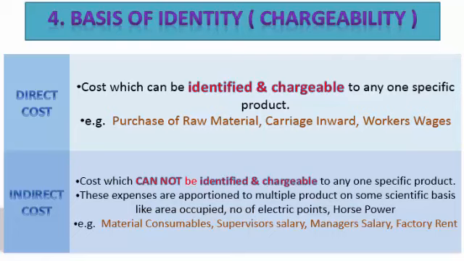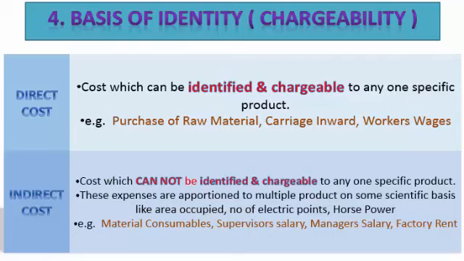If we are spending money on a factory rent, and in the factory you are manufacturing product X also, Y also, can you say that factory rent is paid for X only? The answer is no. Can you say that it is spent for Y only? The answer is no. So here the cost is incurred, but it is incurred for multiple products, and that is why it is called an indirect cost.